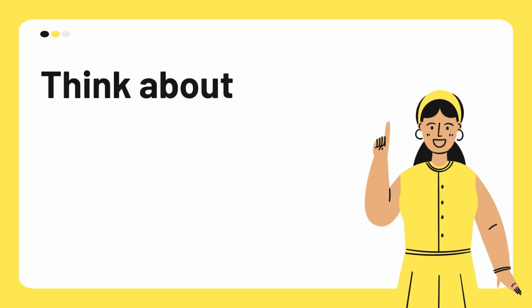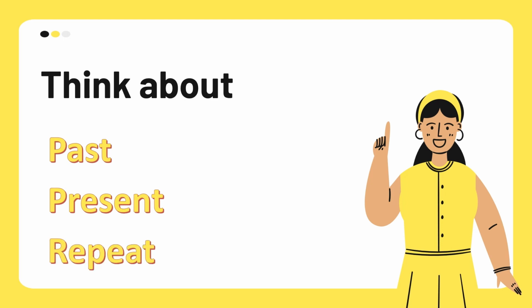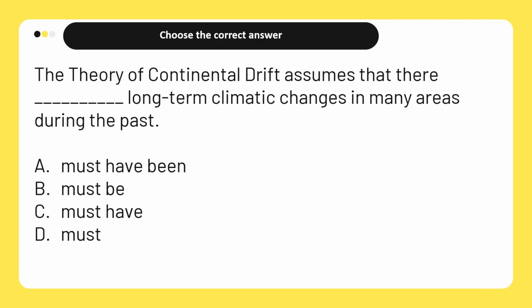And now, let's check your answer. Again, think about if it's in the past, if it's at the present, or if it's something that repeats, okay? The first question: the theory of continental drift assumes that there blah blah blah long-term climatic changes in many areas during the past. So here it says clearly during the past. So we are trying to make logical conclusions about the past. Remember, if it's something in the past, the modal that we use is must have.